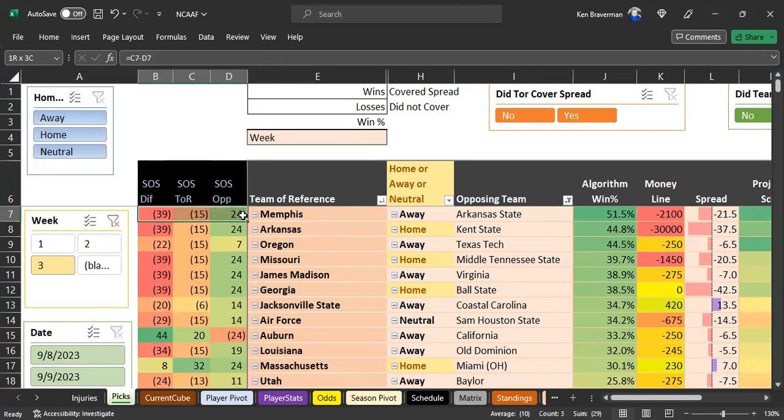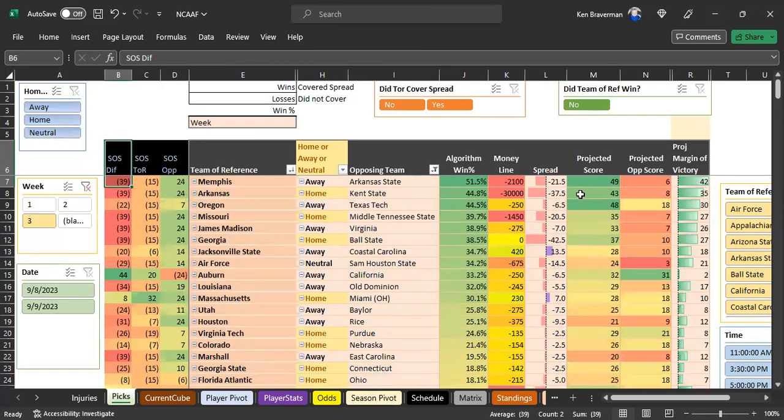And so the difference in the quality of teams that the team of reference has played compared to the opponent is -39. That's bad. That means that our stats and our projections are going to be super skewed toward this team because they apparently played a bunch of preteen kids in week one. And that's why they crushed it. And Arkansas State played apparently a really good opponent. That's what this means here.